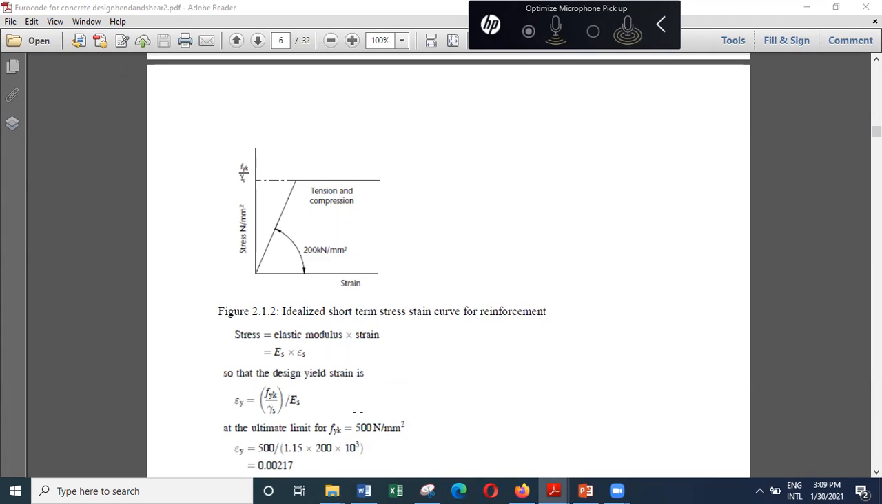The strength is 500. And we know the elastic modulus of steel is 200 kilonewtons per millimeter squared. So when you divide 500 by 200 and also by the partial factor for material strength 1.15, you will find that the strain at which the steel yields is 0.00217. So steel yields at 0.00217.